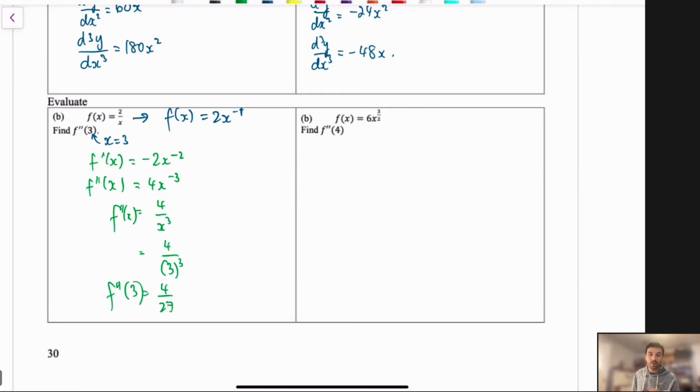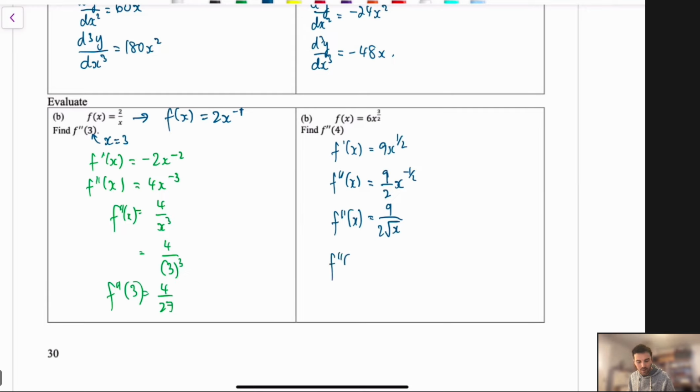What I want you to do is have a go at the one on the right, and then press play when you're ready. Here we go, through the answers. f dash of x is equal to 3 on 2 times 6, well, it's going to be 9x to the half. f double dash of x is going to be 9 on 2 x to the negative half. Let's rewrite this as 9 on 2 square root x. Now let's sub in our value. We've got 9 on 2 square root 4, which is 9 on 4. Hopefully that went well.